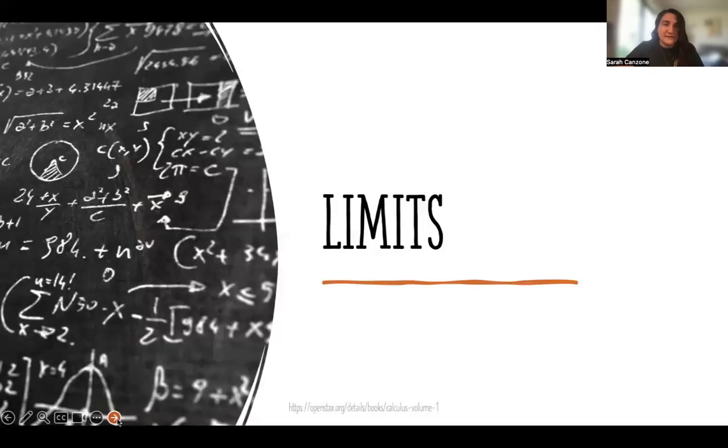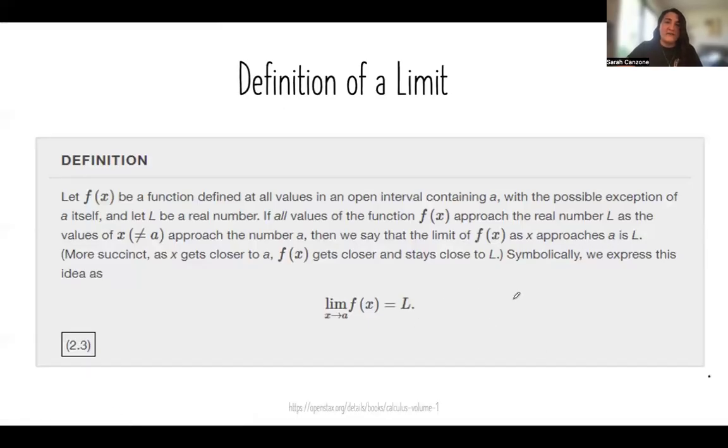So for limits, we have this formal definition that looks really long and really scary. But essentially, in terms of the definition of a limit, what I want you to know is this. This is the definition of a limit. So this notation is read as this: the limit as x approaches a of f of x is equal to L. So L is the limit of the function f of x as x approaches some unknown or known value, some random point a.